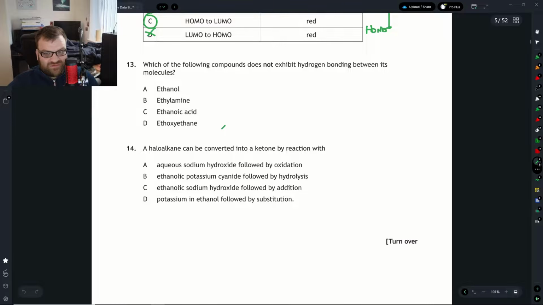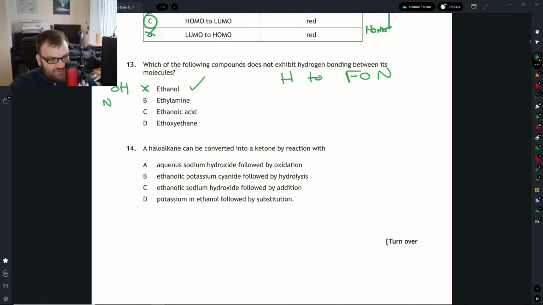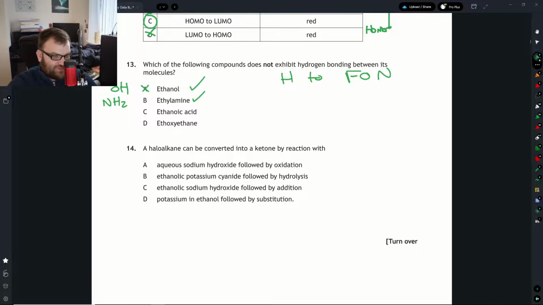Next up, we're looking for things that do not exhibit hydrogen bonding between their molecules. We are looking for hydrogen directly bonded to F, O, or N. We have an alcohol group, OH, which means it does have hydrogen bonding, so it is not our answer. If it's an amine, it's got an NH2 group, with N directly bonded to hydrogen, which has hydrogen bonding, so it's not our answer.